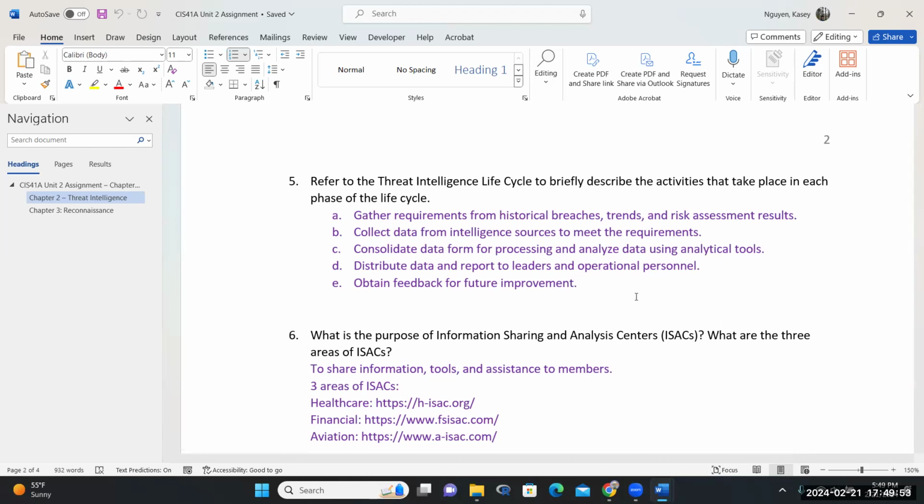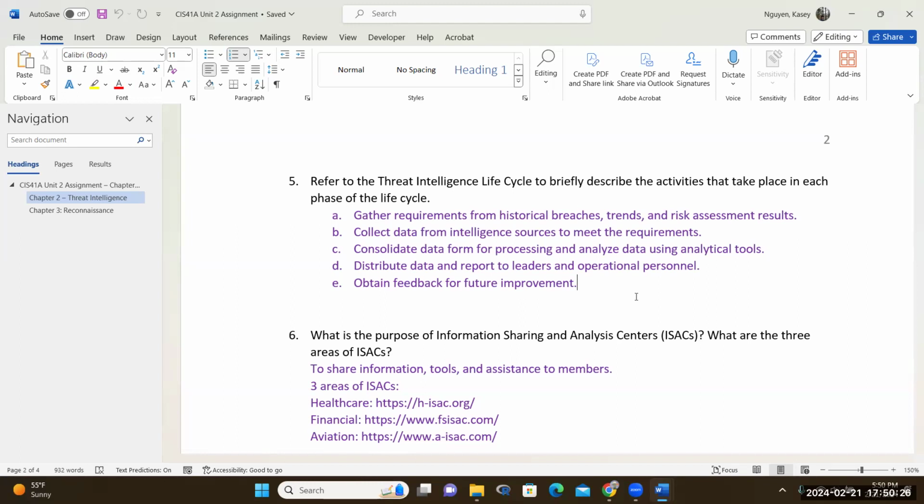All right, next, collect the intelligence resources to meet the requirements. So first you have to say, okay, what's required, right? Second, we're going to collect the data for those requirements. Then, not all data is good data, so we have to consolidate the data by processing it and analyzing it. Validate and consolidate.